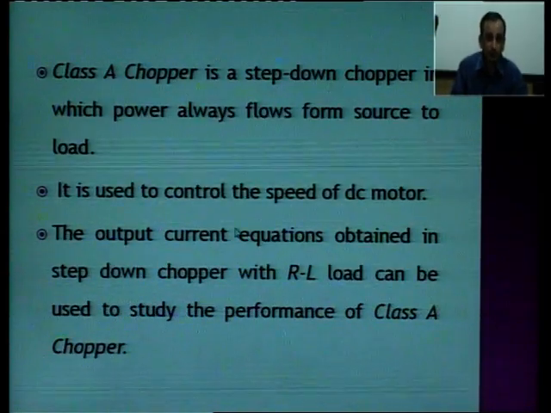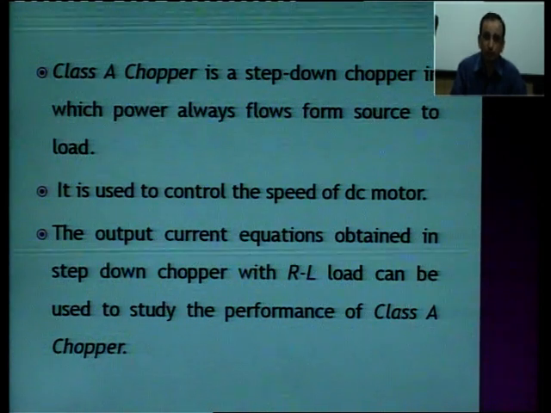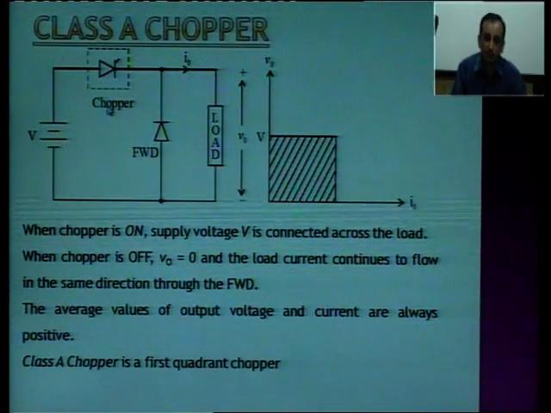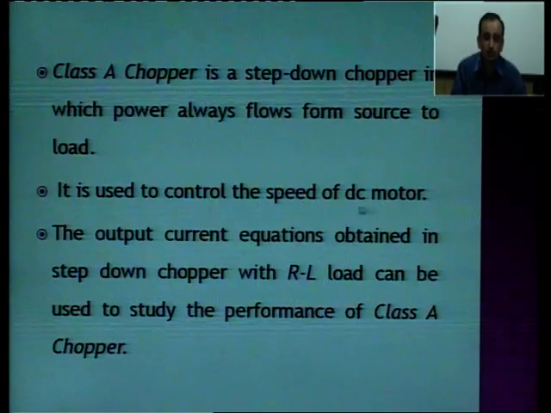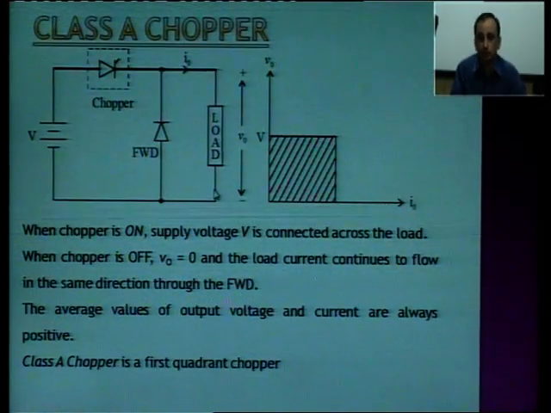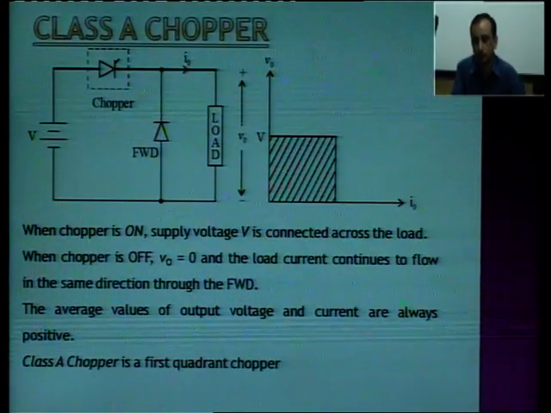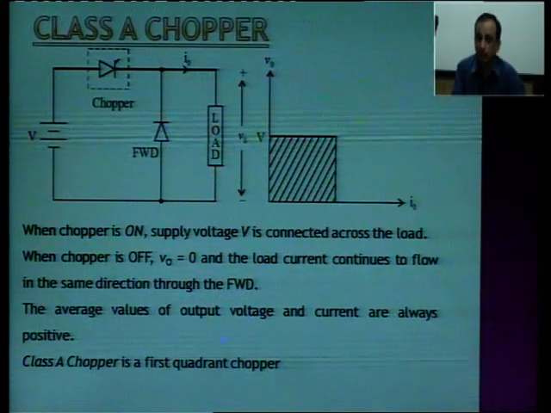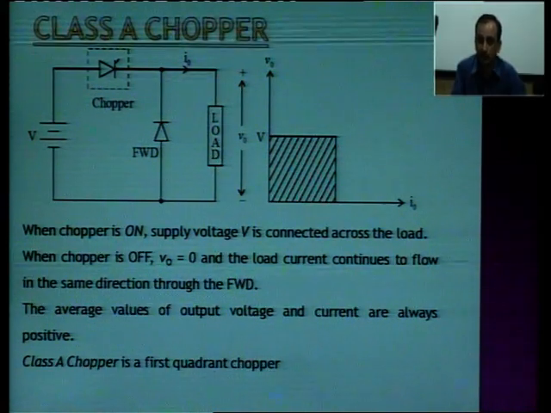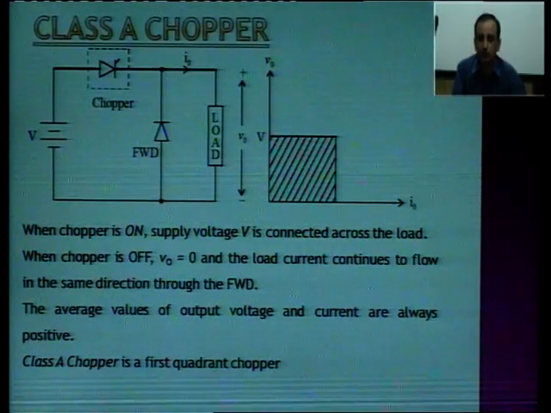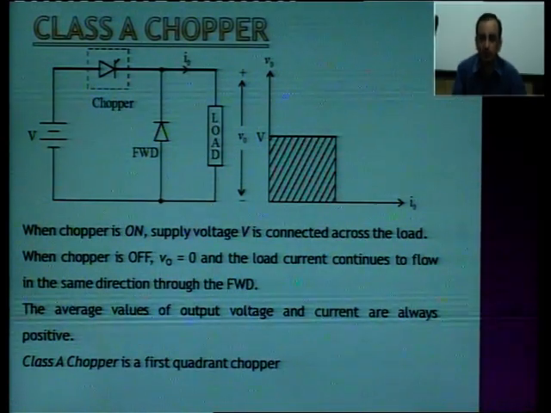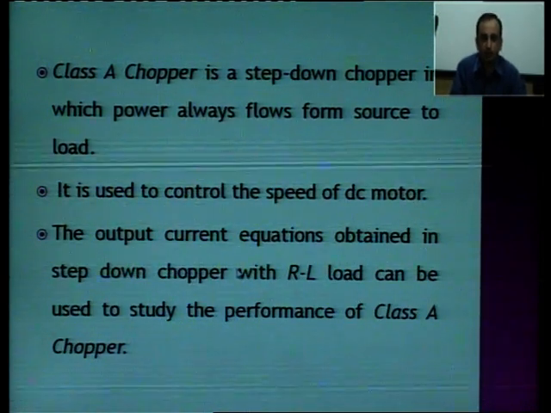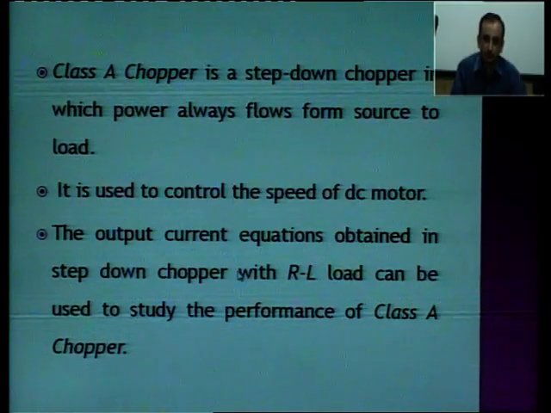Now, class A chopper is a step down chopper in which power flows always from source to the load. That is obvious, because the chopper is not going to conduct in the reverse direction. It is used to control the speed of the motor, because the speed of the motor ultimately depends upon the voltage, or flux control can also be done. The flux is applied by the DC supply, so if you can vary the DC, you can get a variable flux, and from variable flux we can get a variable speed. That is how this is being used, and mathematical analysis can be done for this purpose.